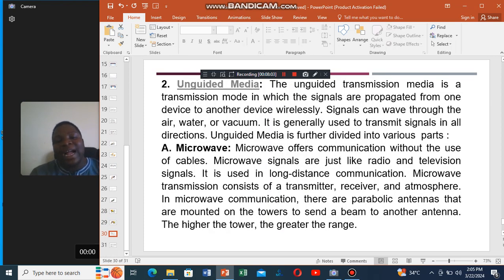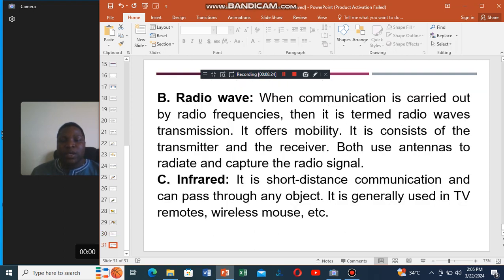Then the unguided media. The unguided transmission media is a transmission mode in which the signals are propagated from one device to another device using a wireless signal. Examples of unguided media are microwaves, radio waves, infrared, and so on and so forth.